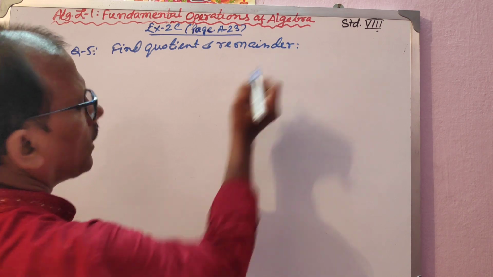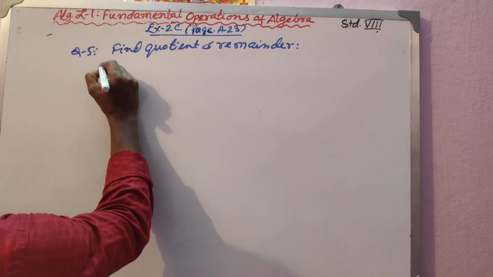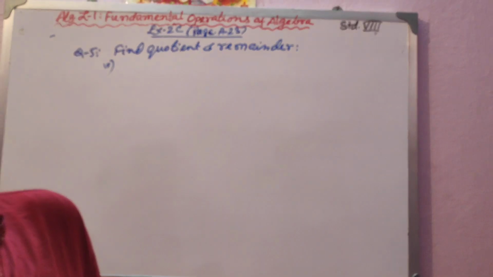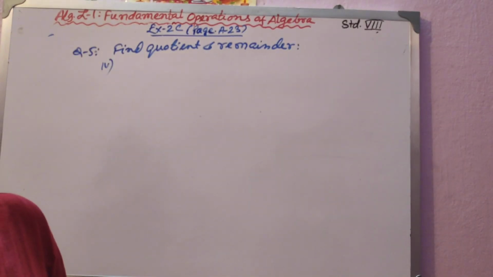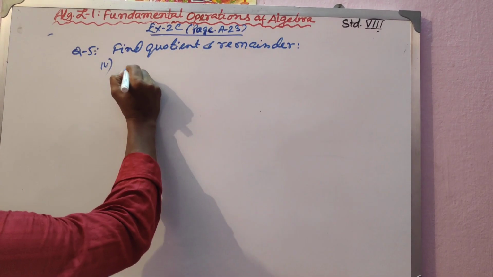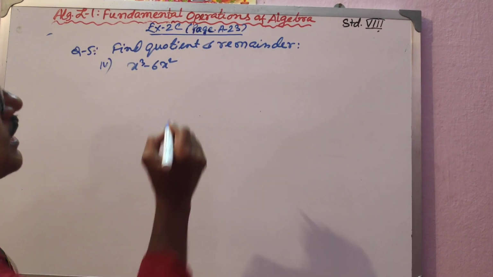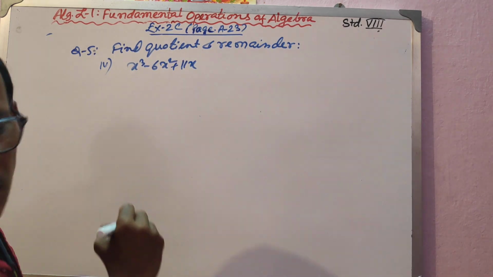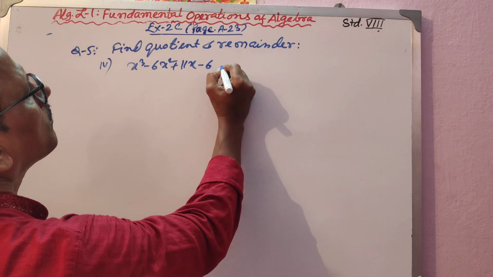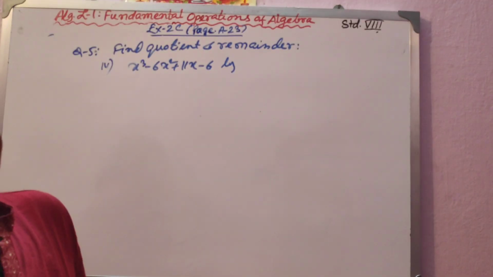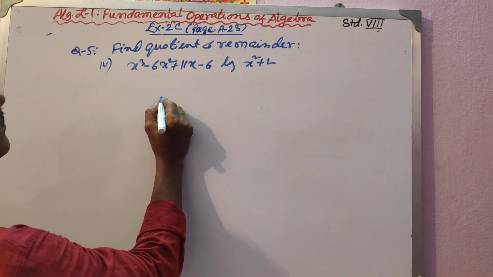How will you do? Let us check. We do the division and find it out. The last one I have taken, I think the sixth one, sorry, the fourth one. The question is x cube minus 6x square plus 11x minus 6 divided by x square plus 2. So do the division.